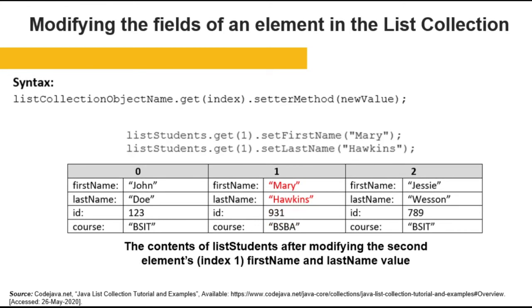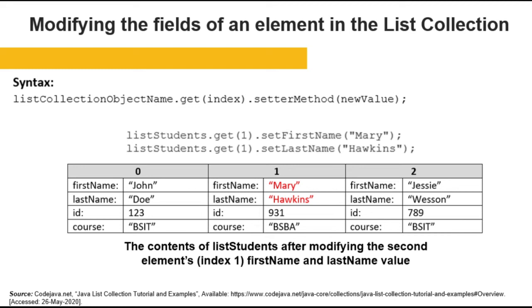Modifying the fields of an element in the list collection. The get method will help us access the specific element of the list collection. After locating the element to modify, you can use the setters you defined in order to change the field value. For example, if you want to change the first name and last name of the student object at the second position, the code will be list students.get(1). Again, 1 is the index position of the second element to be modified.